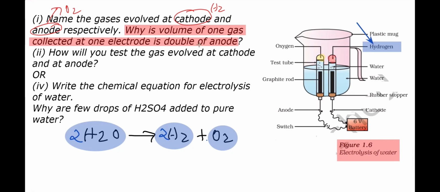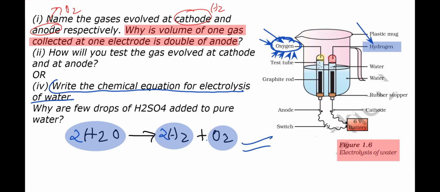And for oxygen, how do we show the presence of oxygen? By bringing a burning incense stick near this gas, you will see that the incense stick starts to glow. As you know, oxygen is a supporter of combustion, so the burning of the incense stick will increase. Now, there can be some other tests you may write. And if I read the next question, write down the chemical equation for electrolysis. Yeah, that is already written.